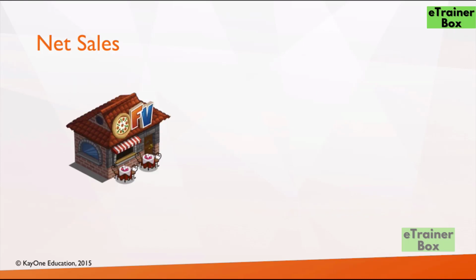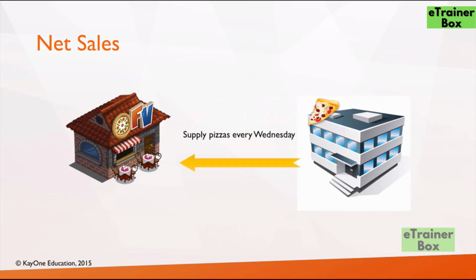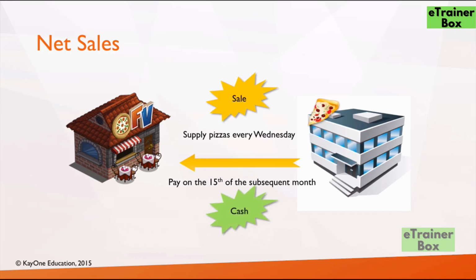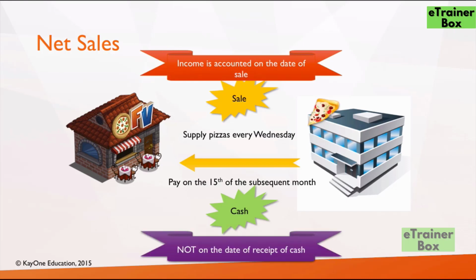Let us go back to our example of the pizza shop. Let's assume that the pizza shop supplies pizzas every Wednesday to a specific customer, and it agrees with the customer to receive payment for the pizza supplied on the 15th of the subsequent month. So there are two aspects involved in this transaction. The first one is the sale that takes place on the Wednesday of every month, and the cash flow which takes place on the 15th of the subsequent month. So under the accrual concept, income is accounted on the date of the sale and not on the date of the receipt of cash.